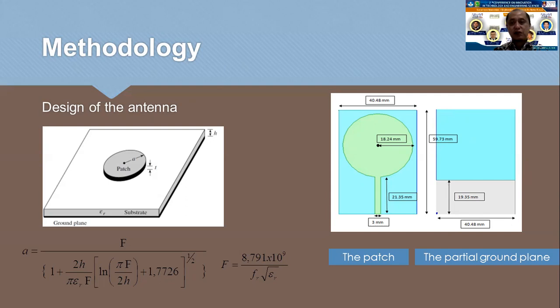But since we are going to apply the partial ground plane, the copper part in this ground plane is etched. So this part is reduced to give a better impact on the bandwidth of the antenna. The area with the copper part is decreased, as small as 19.35 multiplied by 40.48 millimeters. It's becoming partial.